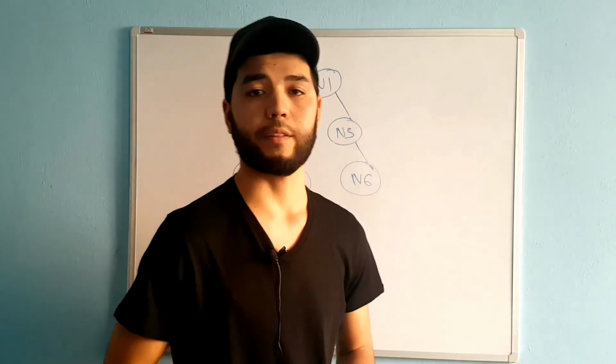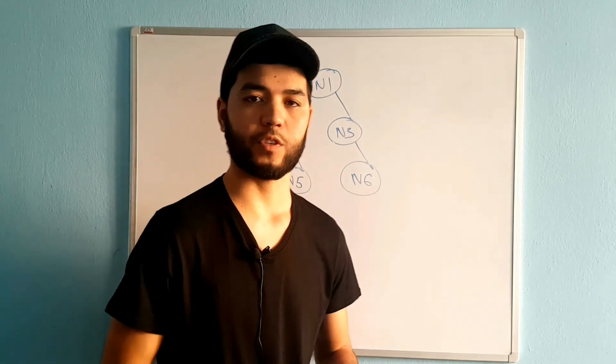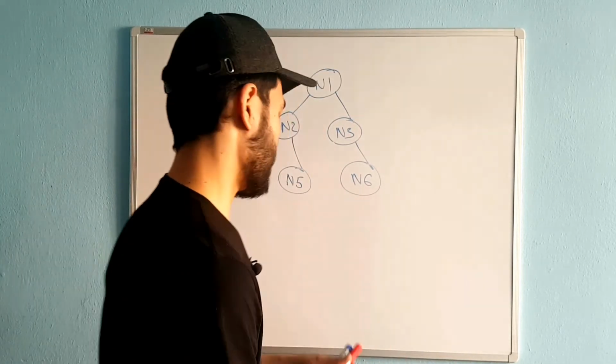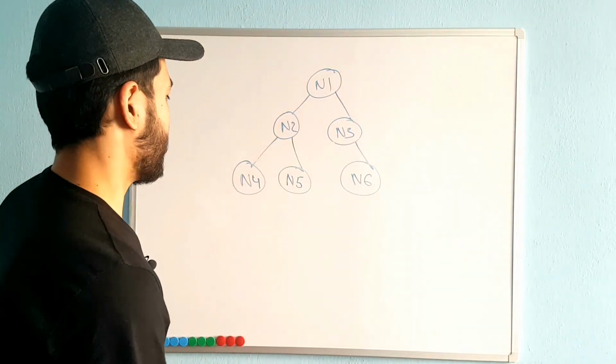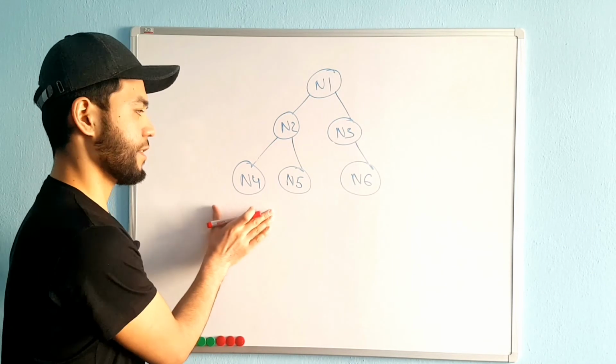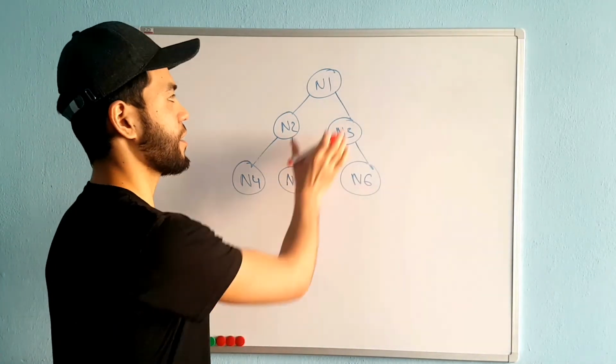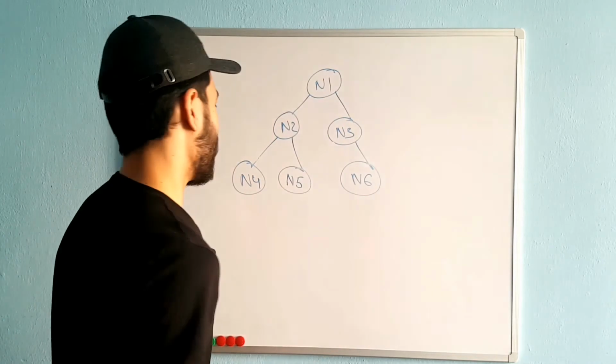Okay, we're going to speak about the next type of traversal, which is the post-order traversal. Post-order traversal goes from the left subtree, and then the right subtree, and then the top, which is the root. It looks like this.